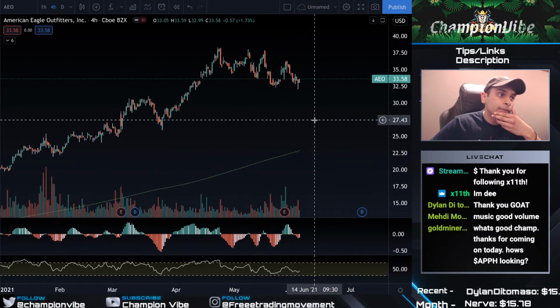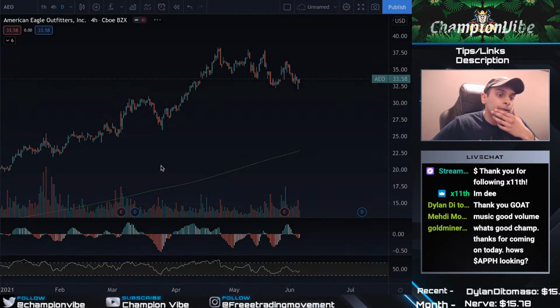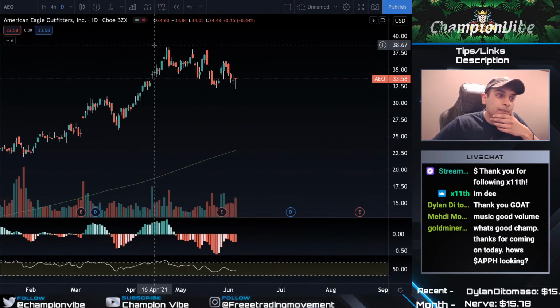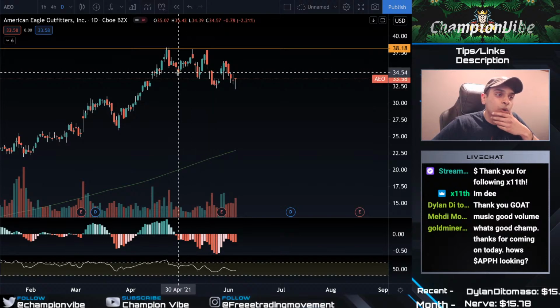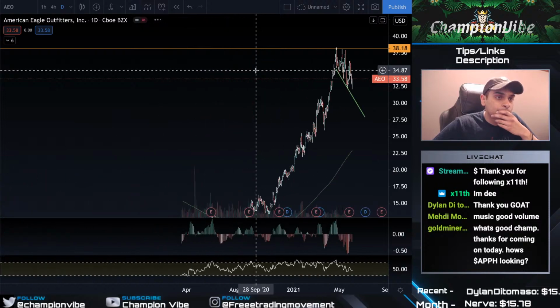This one looks pretty good. This is American Eagle. Some classic bullish divergence developing on the 4-hour. And just maybe, I don't know if I'd say bull flagging or right angle descending broadening wedge. Kind of like a mix of the two.